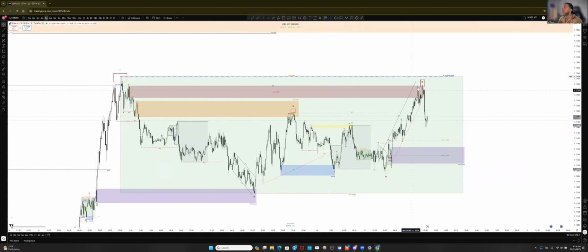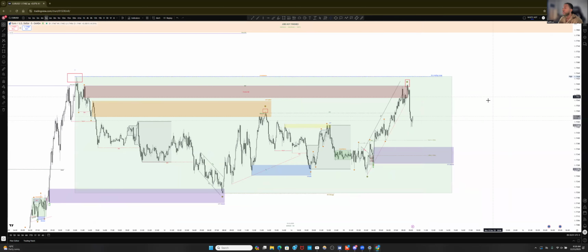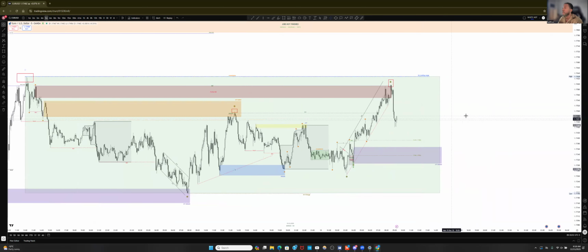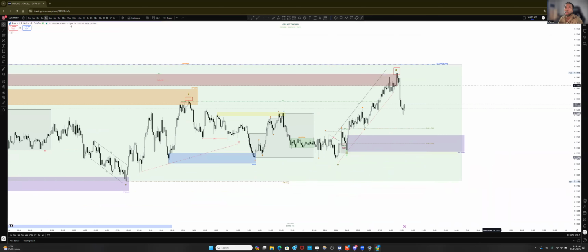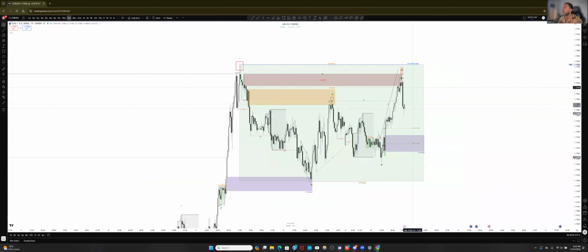Could this be, as I said earlier, could this be our medium inducement? Actually, it cannot. Why? Because look at the time that it happened, 8:35. So 8:35 would not be a significant time frame to qualify this as a medium inducement. So immediately, we can rule out this being a medium inducement. It's not within our key time window.